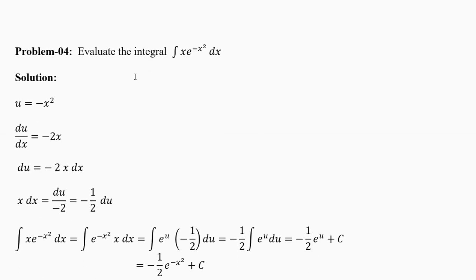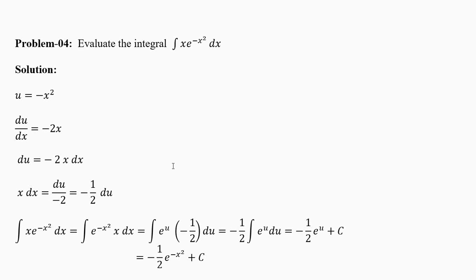Now next, evaluate the integral x e power minus x square dx. Now this is the exponential function with the minus x square. This function is called Gaussian, and it comes in some areas of physics and mathematics and engineering sciences. Now u equal to minus x square, because in the exponential function you have minus x square, so put u equal to minus x square. Derivative of u is minus 2x, and du equal to minus 2x dx, and x dx equal to du by minus 2, which is minus half du.